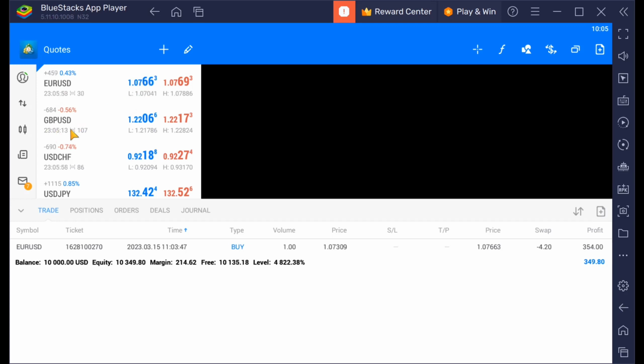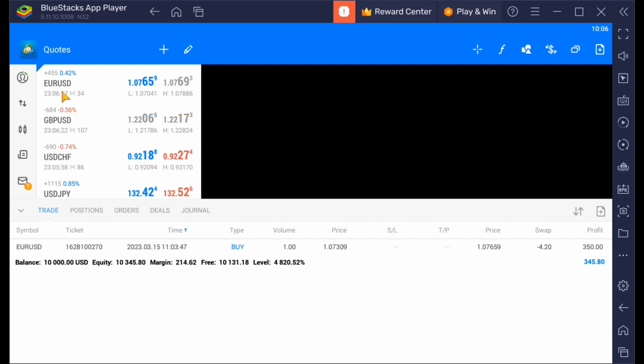$1.0766. This one here is telling you that 1 GBP is equal to 1.22066 USD. 1 USD is equal to 0.9218 CHF, and so on and so forth. Okay, let's go back to our slide. Before I go back to our slide, I told you this is what we'll be buying and selling.